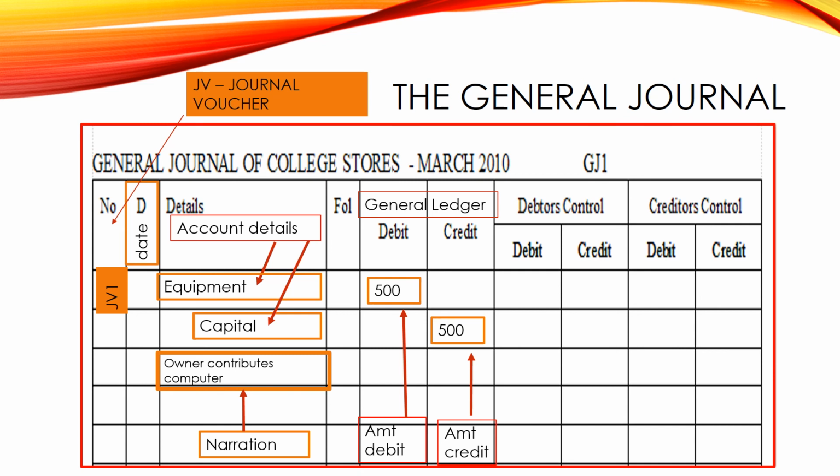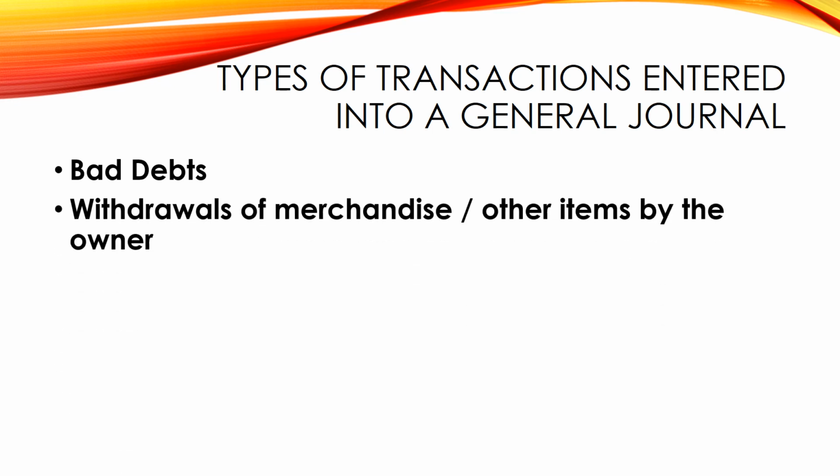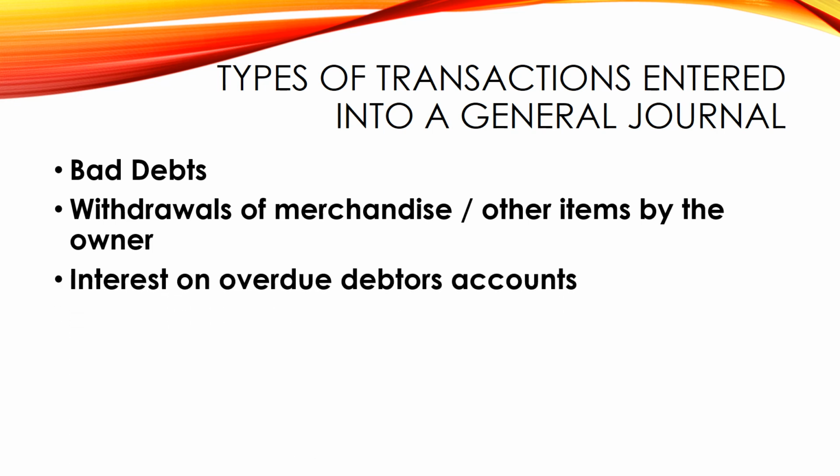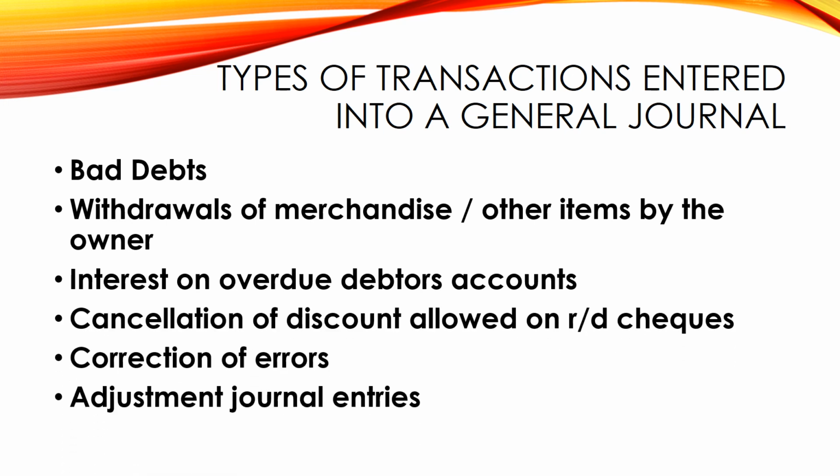Let's look at other transactions that can be entered into the General Journal. We have bad debts. I'll explain it in the next presentation. Withdrawals of merchandise or other items by the owner. Just like the owner contributed a computer, he can also take a computer out of the business. So where would we record that? In a General Journal. When our debtors are overdue on the account, we charge them interest and we enter this into the General Journal. And these are other transactions that we will be explaining in the next slide.